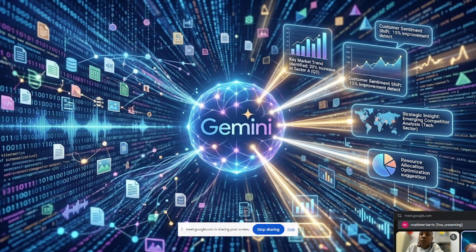Image similar to give us a mental visual anchor of Gemini, that maybe we're looking at key market trends from a lot of data. Okay. Being able to make strategic insights in a company across locations. Okay. How to optimize your resource allocation. So things like that.